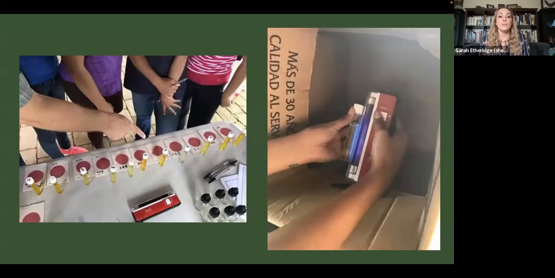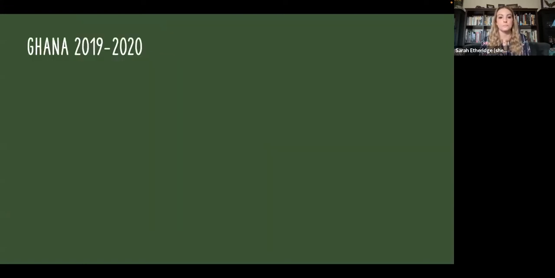So you can see the Petri dishes and the tubes on the left, and then you can see on the right how when you hold the light up, it does glow blue, and that would show you that that water is contaminated and not safe to drink.